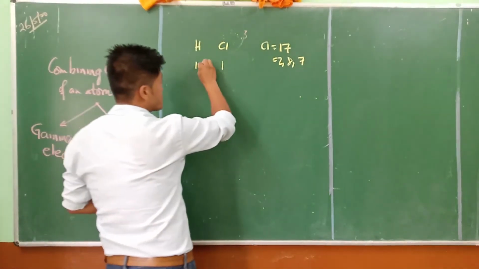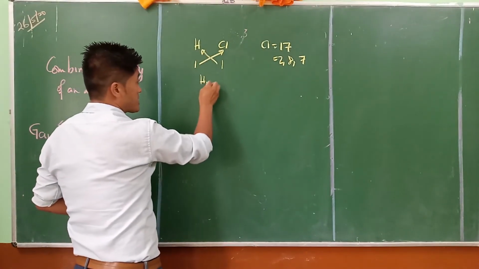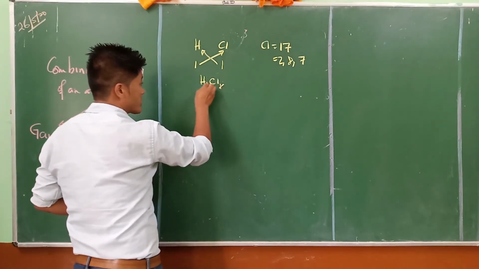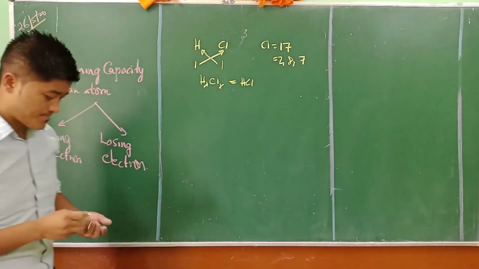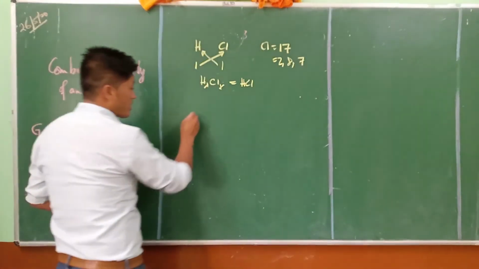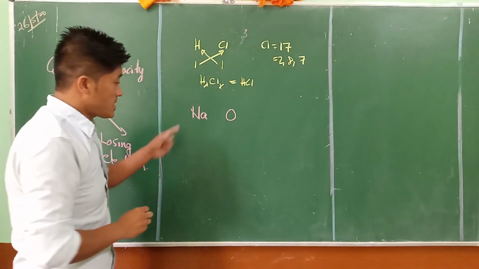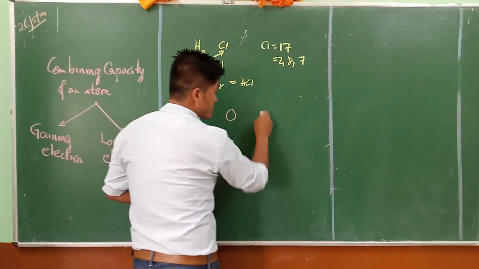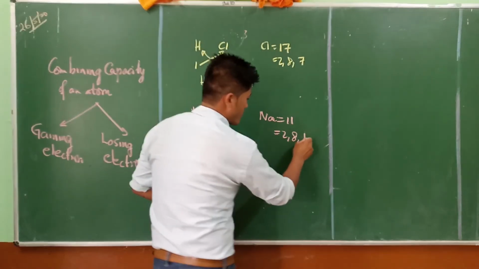Now this is what you are going to do. You are going to multiply in a cross way. So we are getting H1Cl1. This we can cancel and write HCl. Understand? So let's talk about sodium oxide here, Na and O. Sodium is atomic number 11. That means 2, 8 and 1.